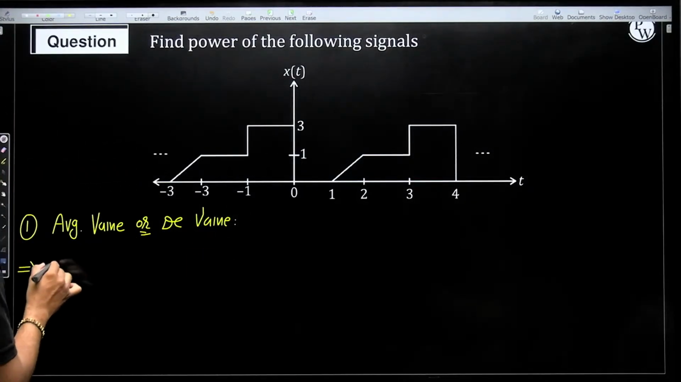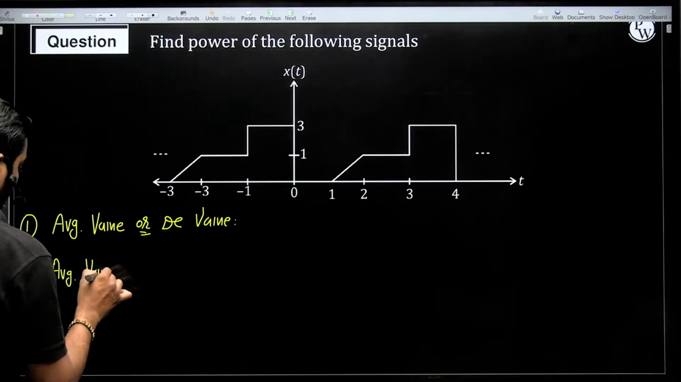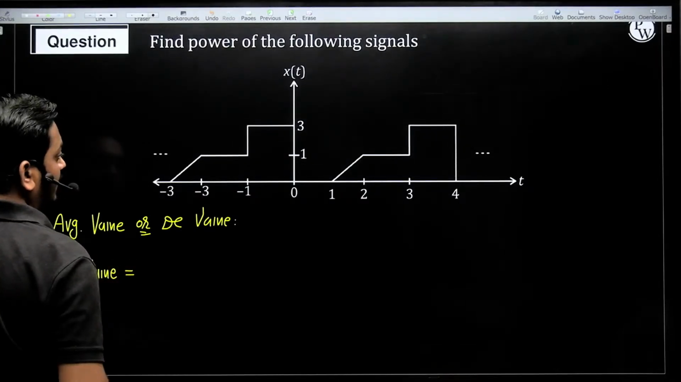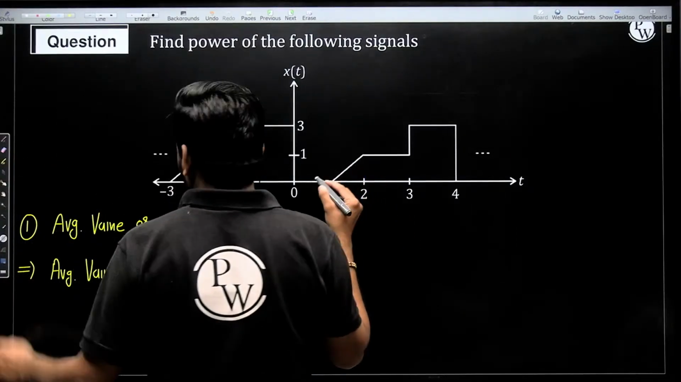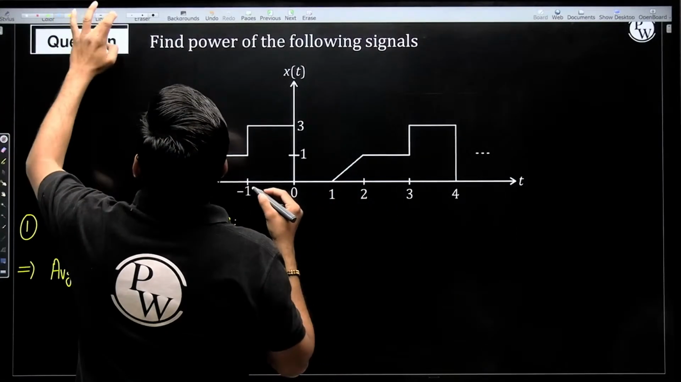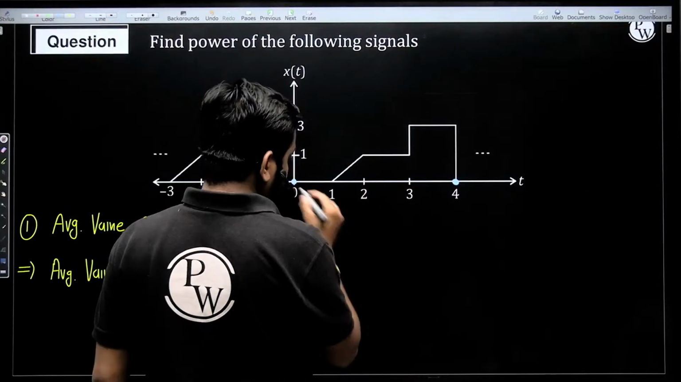Average value, or we can say DC value. So here the average value is given by the total area. So find the area of this. See, what is the fundamental time period? Fundamental time period means from here to here. This is the one cycle, guys. Okay, this is one cycle.